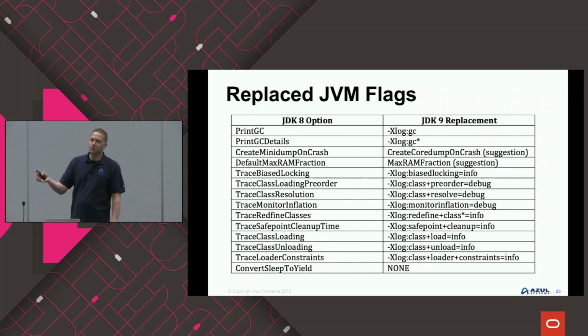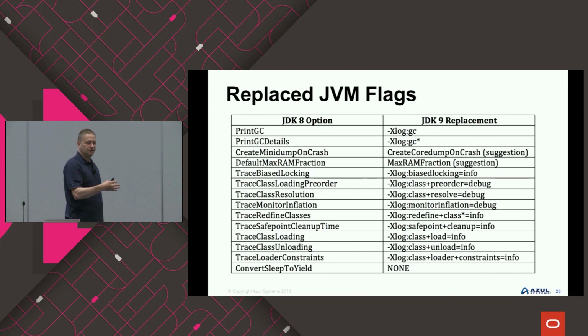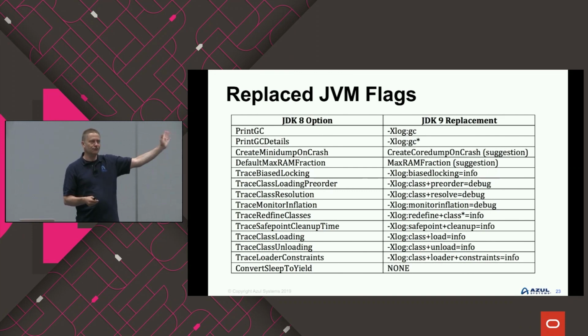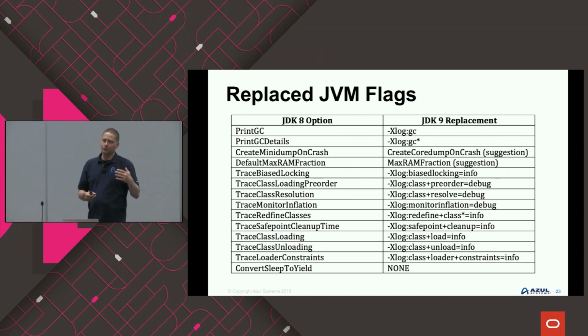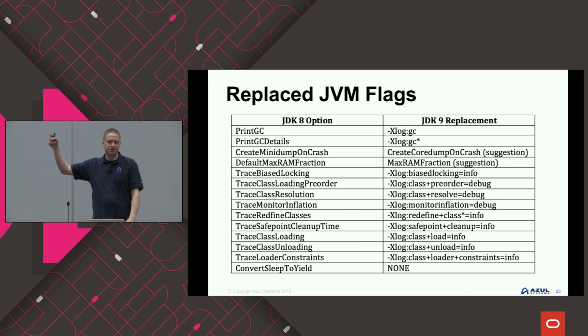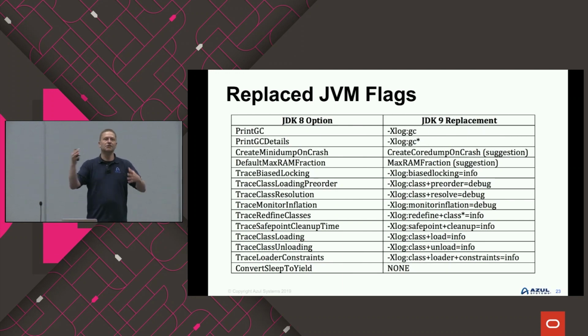They also made a lot of changes based on the fact that they changed how logging works in the JDK. And so all these flags have changed from JDK 8 to JDK 9. A lot of these are not too important, but things like PrintGC. Lots of people use PrintGCDetails. That's now -Xlog:gc, -Xlog:gc*. So what you should be doing is changing your startup scripts to use these rather than the older ones.